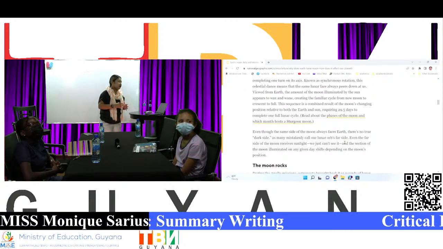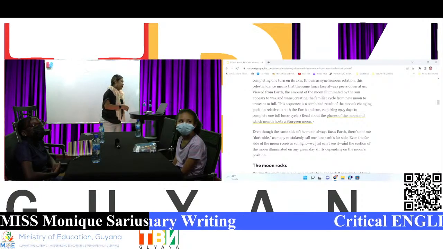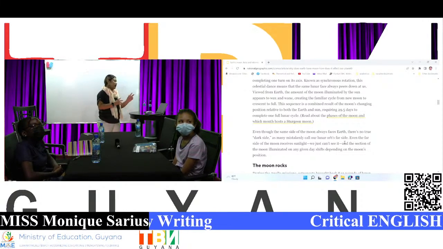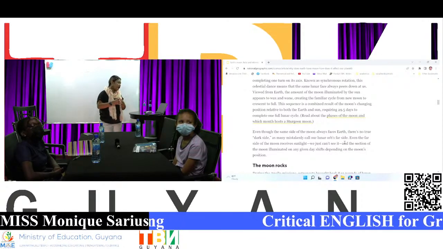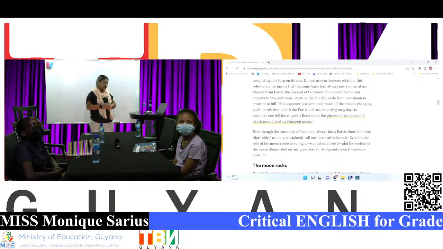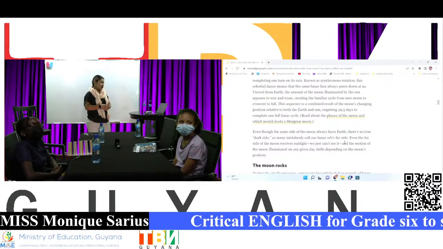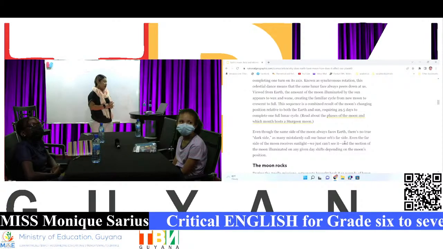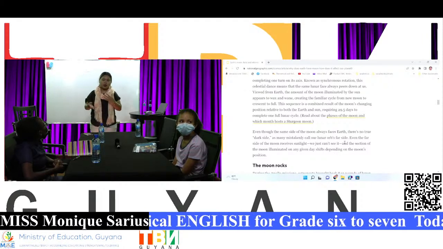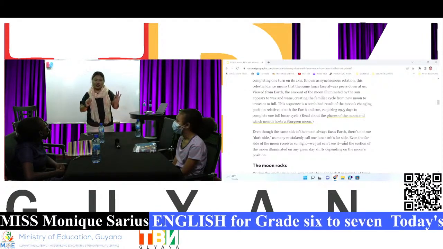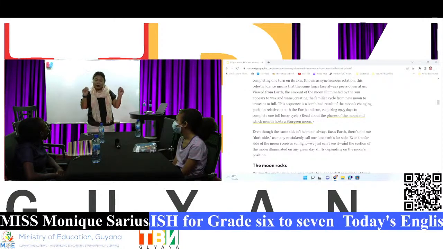Even though the same side of the moon always faces Earth, there's no true dark side, as many mistakenly call our lunar orb's far side. Even the far side of the moon receives sunlight, we just can't see it. And the section of the moon illuminated on any given day shifts depending on the moon's rotation. So we don't really have any important details here except that the entire moon is illuminated by the sun.